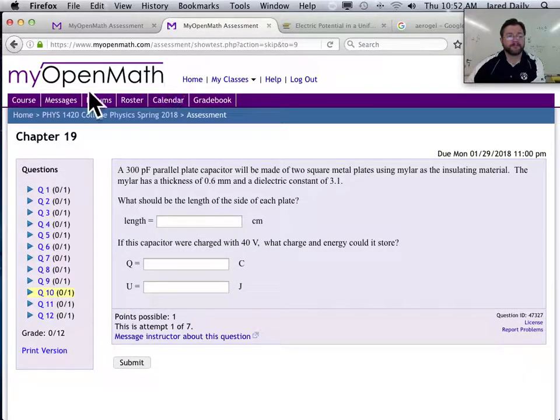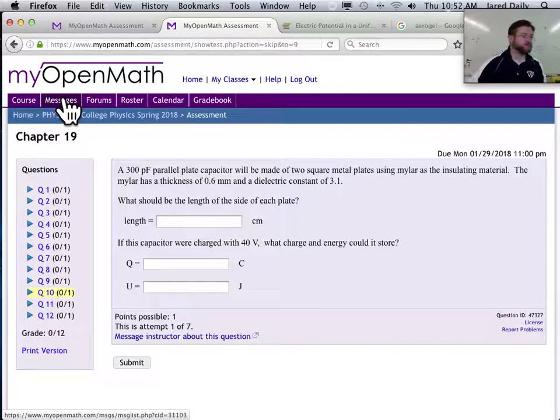To determine length, am I going to have to change picofarads to just farads? Yeah, you definitely want to, because pico is 10 to the minus 12. Right.